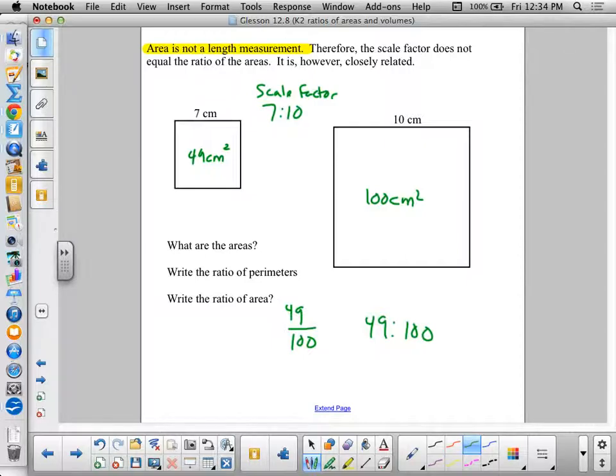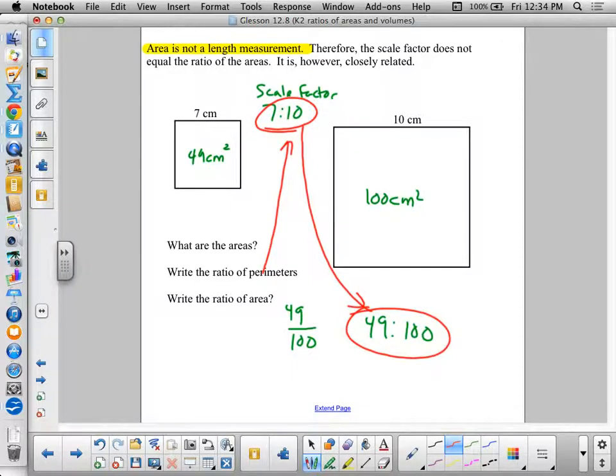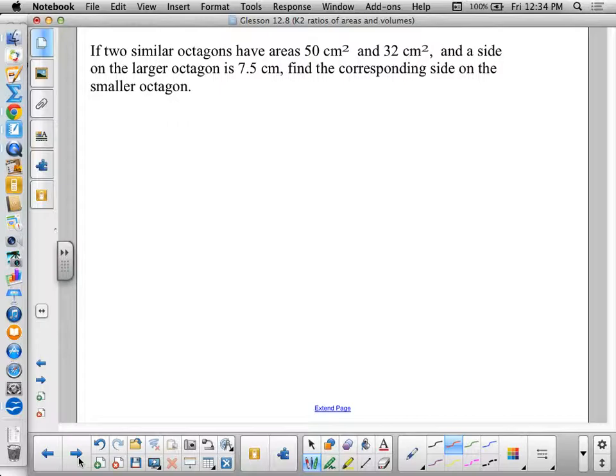So what do we notice about the relationship between the scale factor, which, by the way, would be the same as the ratio of the perimeters, and the ratio of the areas? What's going on there? Well, I think it's pretty clear from these numbers that the ratio of the areas is the square of the scale factor. The ratio of the areas is the square of the scale factor.